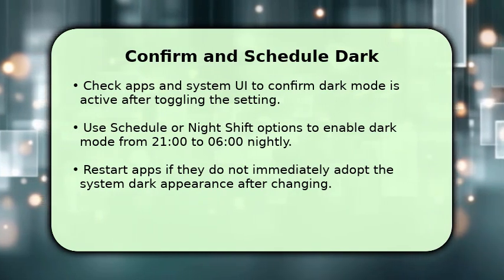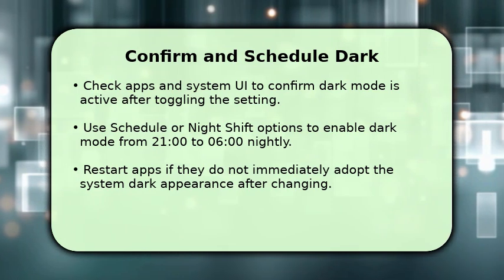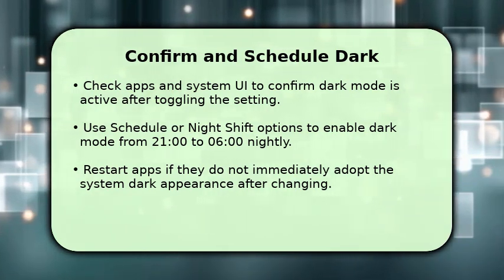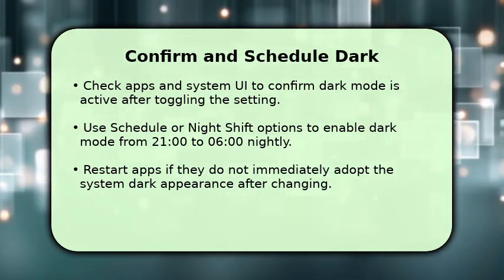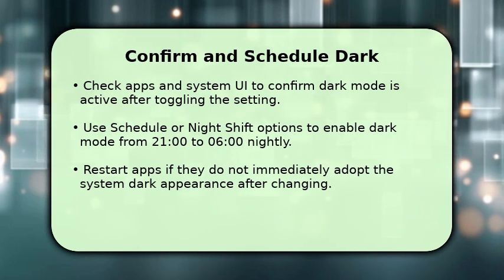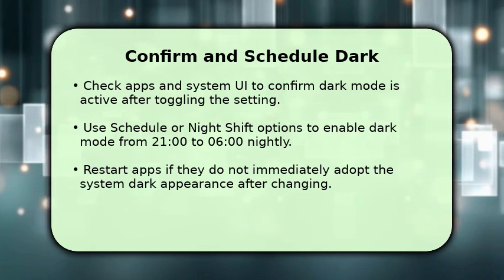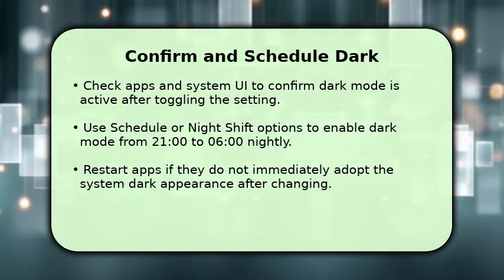Use Schedule, Night Shift, or Automatic options to enable dark mode between 21:00 and 06:00 every night. For accessibility, adjust contrast or reduce white point if needed in accessibility settings. If an app fails to follow the system theme, close and reopen the app or reboot the device to force the update.